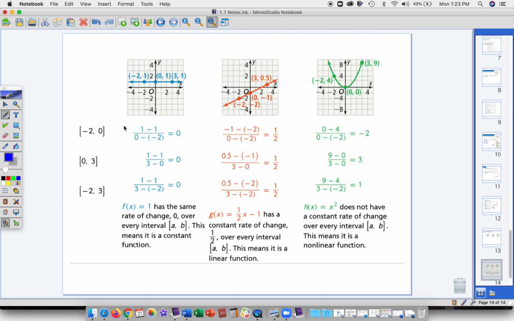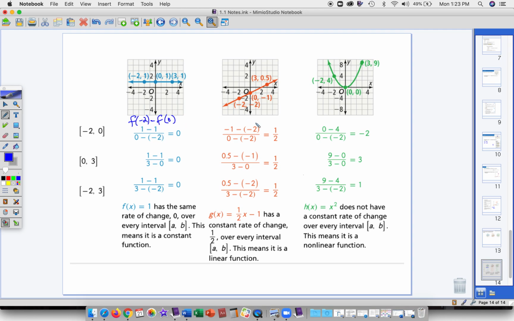For -2 to 0, for our first function, if I look at -2, the y value is 1. When I look at where x is 0, the y value is 1. So f of -2 is 1. This is f of -2 minus f of 0. F of -2 is 1, f of 0 is 1, and then down here it's just the difference of these x coordinates.